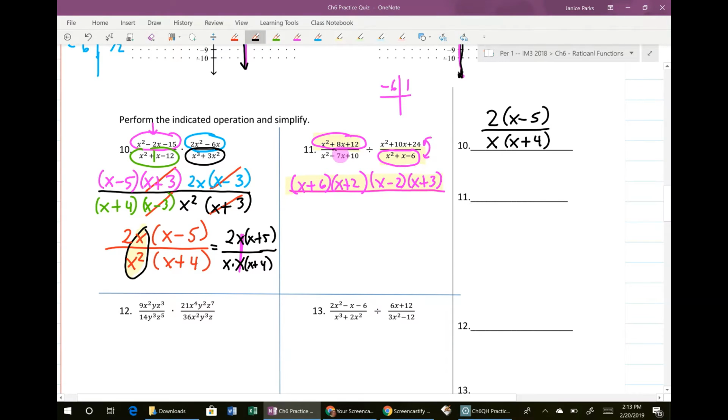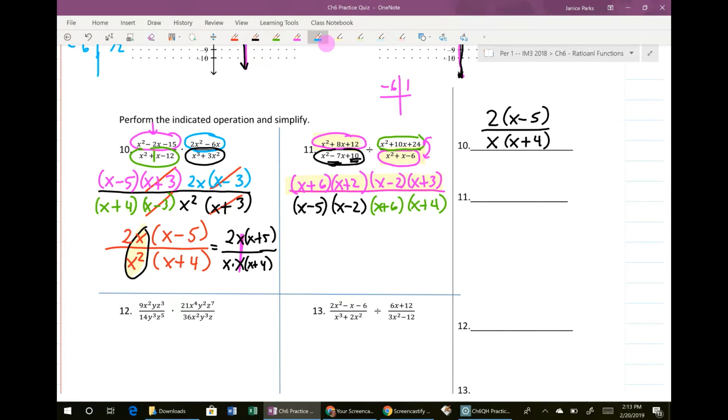On the bottom, this one right here, numbers that multiply to 10 and add up to -7. Okay, multiply to +10, add up to -7, or -5 and -2. And then the last one, this has to move to the denominator because you are doing division. So the numbers that multiply to 24 and add up to 10 are 4 and 6.